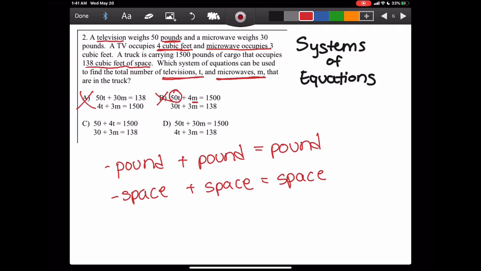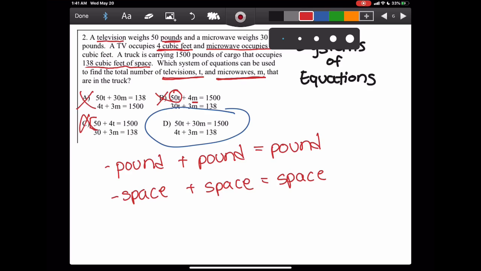Let's look at C. We can pretty much already tell that C is not going to be right, simply because in the first equation you see 50. It doesn't even have a variable attached to it. We know right there that C cannot be the right answer, because every number here should have some type of variable attached to it. Now let's look at D. We know that we've exited out A, B, and C, so clearly D is probably going to be our correct answer. But we still want to be sure that we have the right answer, so let's make sure that everything checks out.